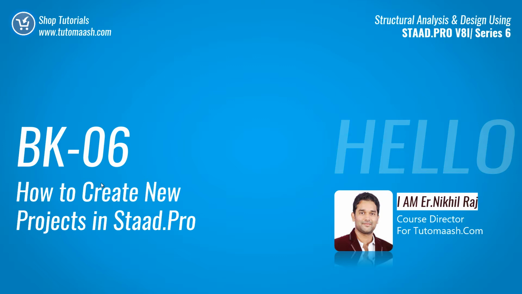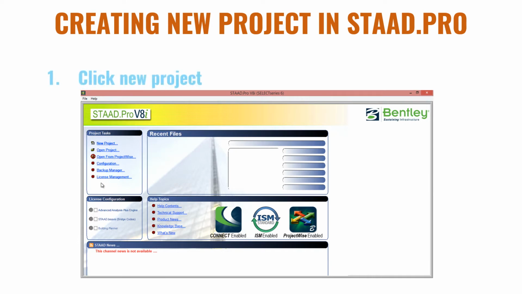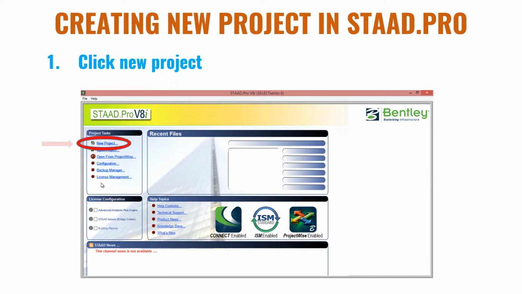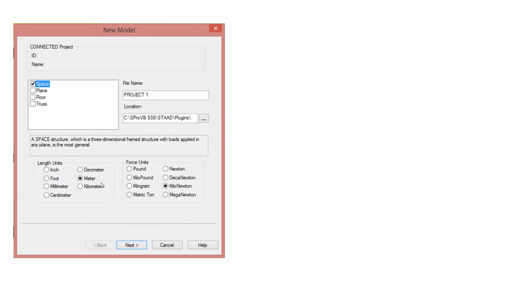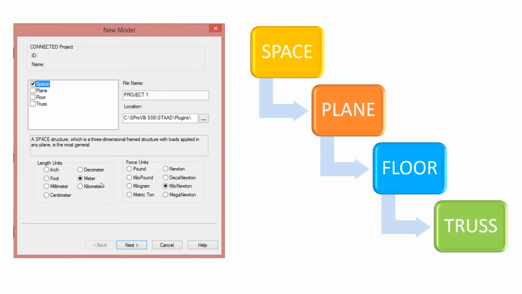In this video, we will see how to create a new project in Staad.Pro. To create a new project in Staad.Pro, you have to click this button, New Project, and you will get this window. Here, you have to select whether the project is in space, plane, floor, or truss. Let's see what are they.